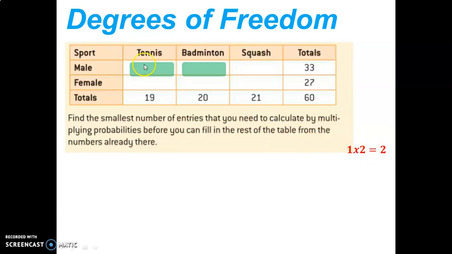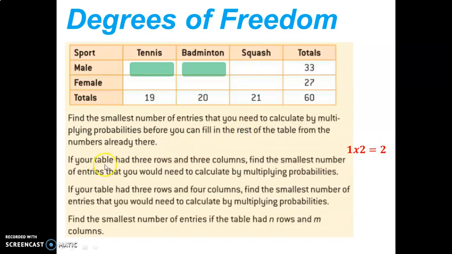And we can look at that as 1, this row here, 1 row, and 2 columns. So I did 1 times 2. And the reason we have those, you'll see for next step here. So if your table had 3 rows and 3 columns, imagine this was, instead of 2 rows, it was 3 rows and 3 columns, which it does have 3 columns, then what would be the smallest numbers of these that you would have to calculate in order to fill in the rest like we did here? Well, hopefully this time you're thinking 2 times 2, which is 4.